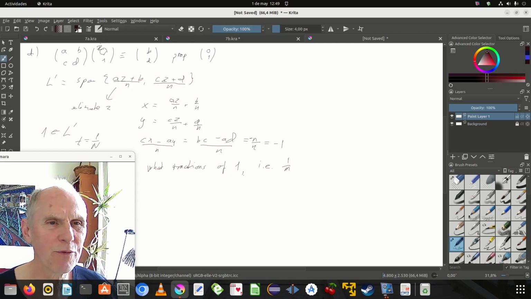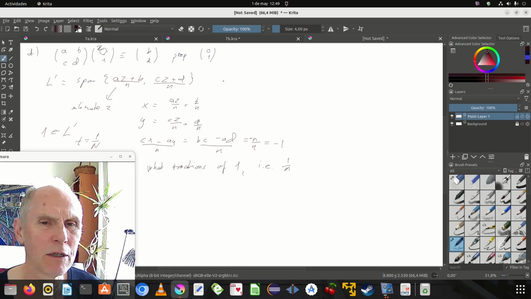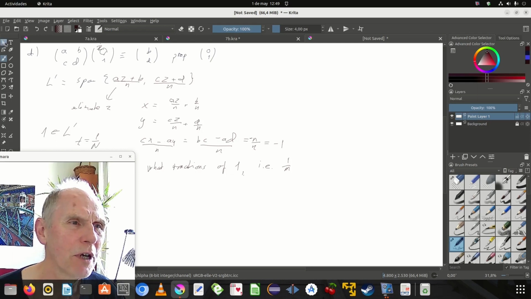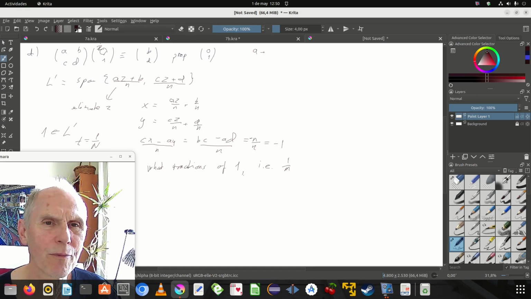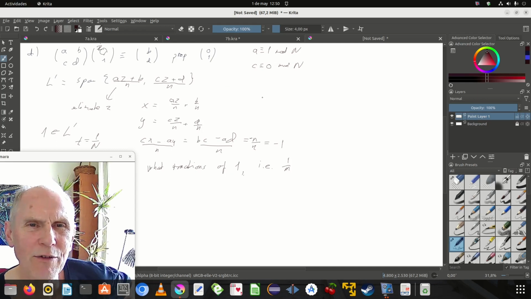That may happen if A and C have a common denominator. May that happen? A is equivalent to 1 modulo nm, and C is equivalent to naught modulo n. They are quite likely to have a common denominator.